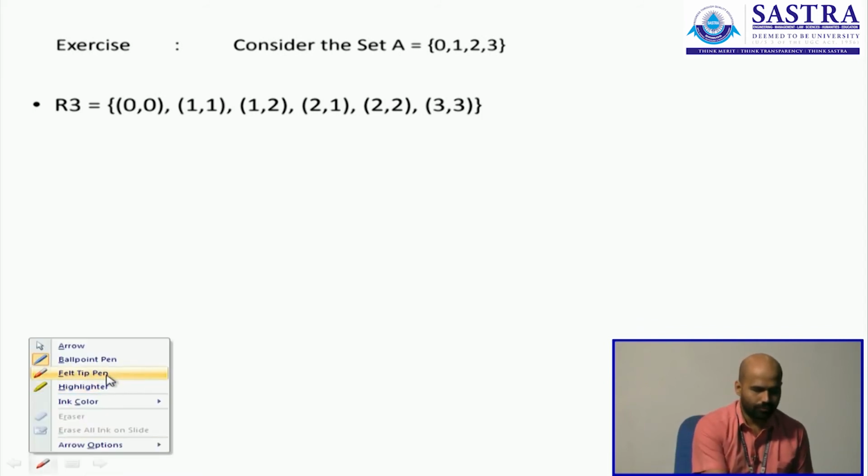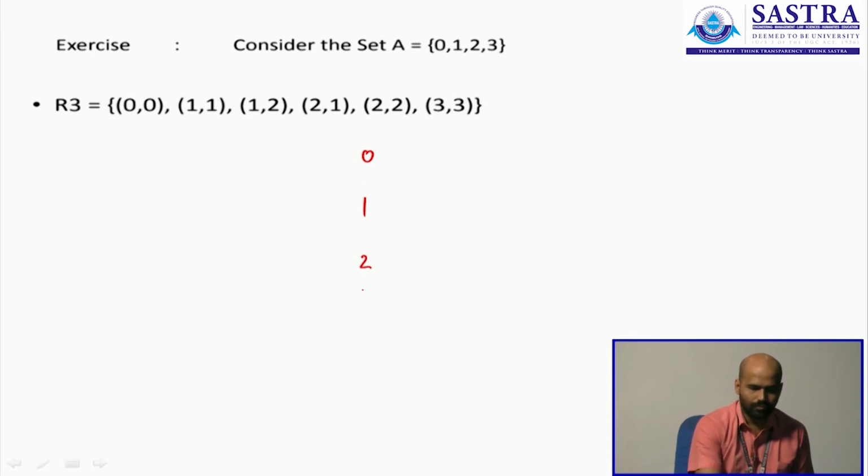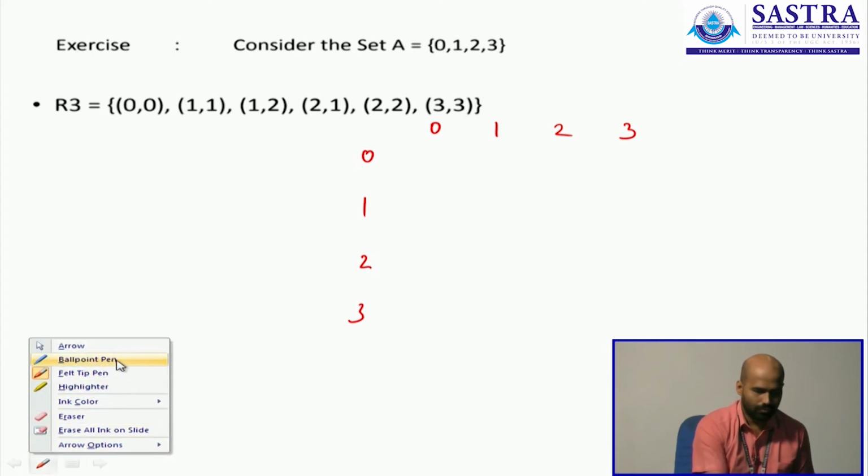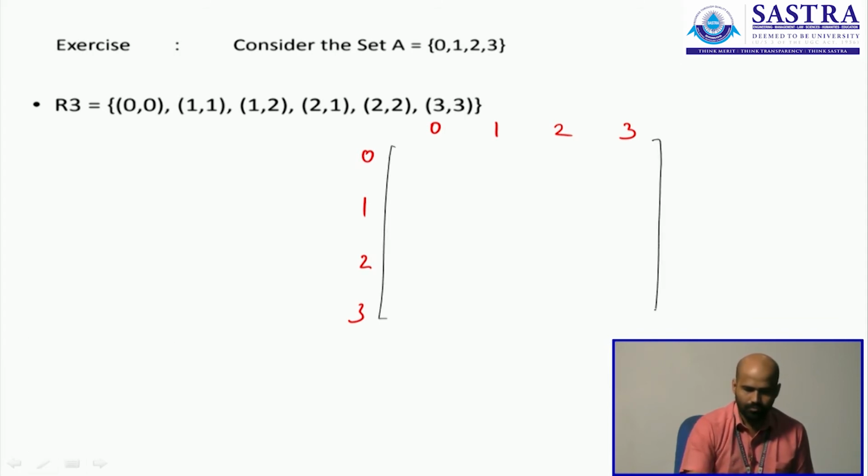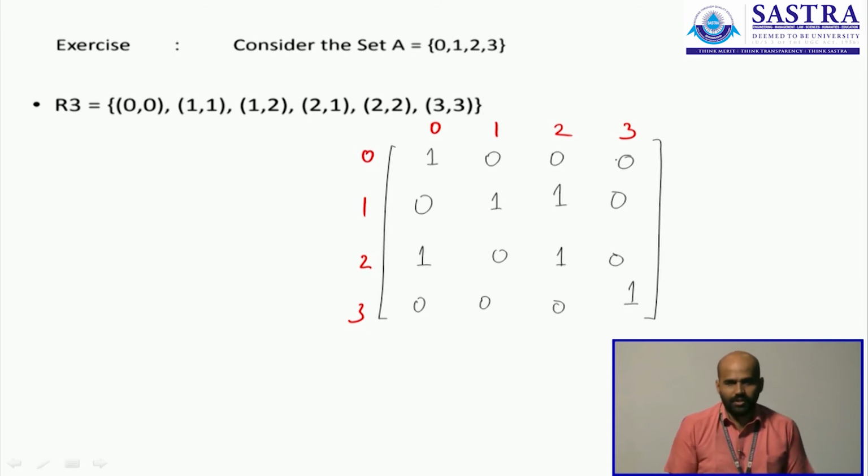Let's do one more. Zero zero, 1 1, 2 2, 3 3, 1 2, 2 1. The rest are zeros. There is something interesting about this matrix. If you can recall, I told you there is a reason behind the name called as a symmetric relation. We'll see why that is.